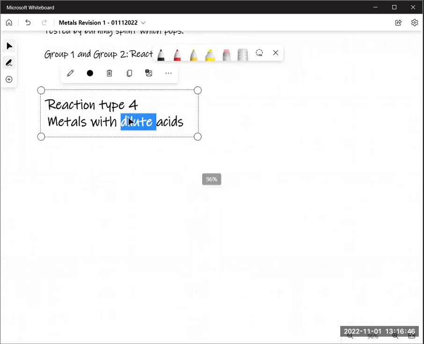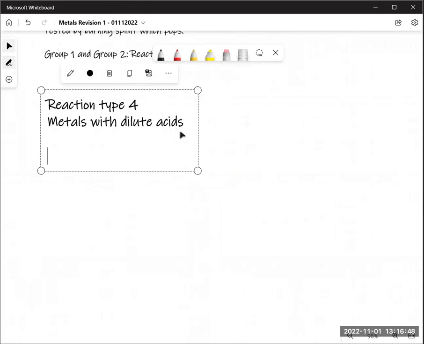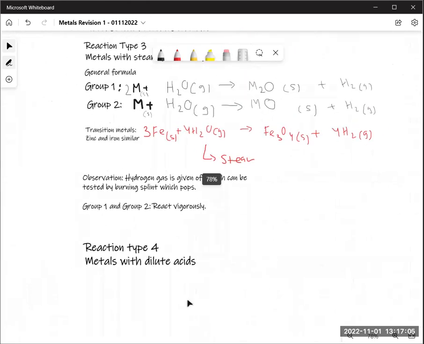Now, reaction with dilute acids. Please leave some spaces. Don't try to keep everything together because I may ask you to add a few more things afterwards, so we don't miss anything. The reaction type 4 with dilute acids. Now, okay, what does that mean? Well, let's look at the general formula.